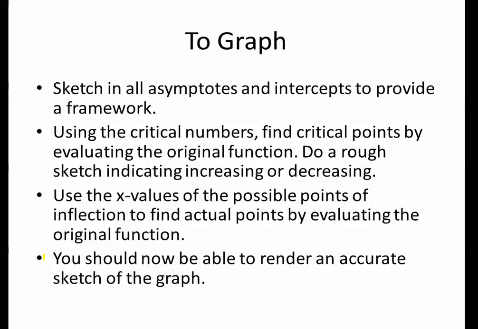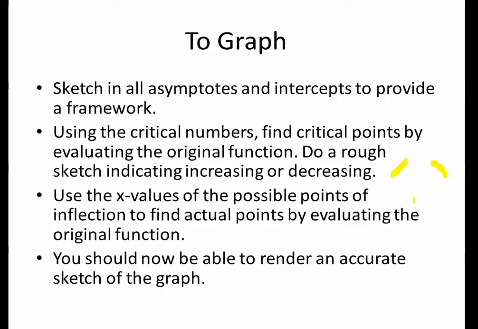In order to graph these, we're going to sketch in all asymptotes and intercepts to provide a framework. We're going to use the critical numbers and find critical points by evaluating the original function. We'll do a rough sketch indicating increasing or decreasing just to give us an idea of what's going on. I like to use simple arrows, increasing or decreasing, to give me an idea.